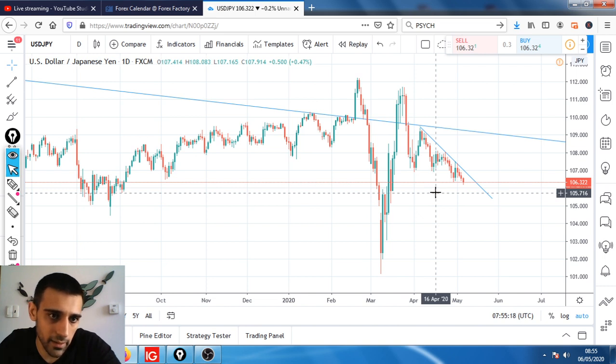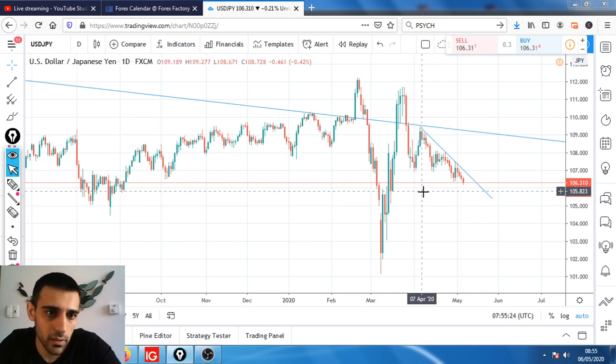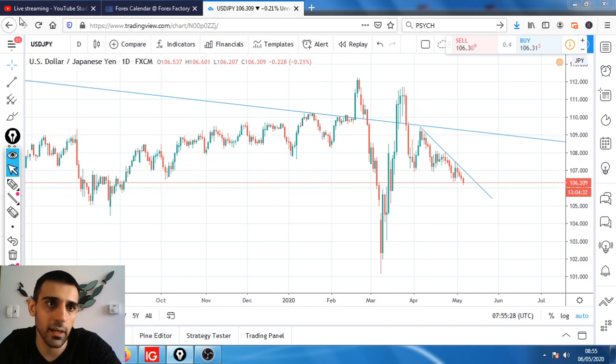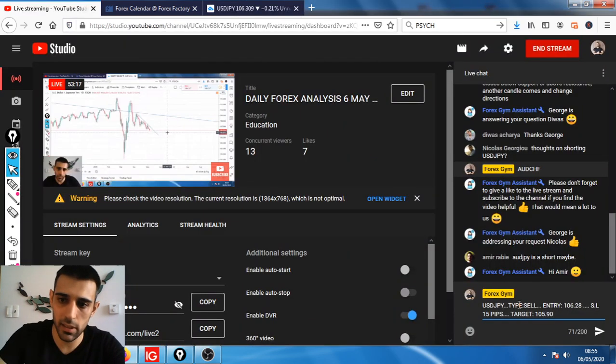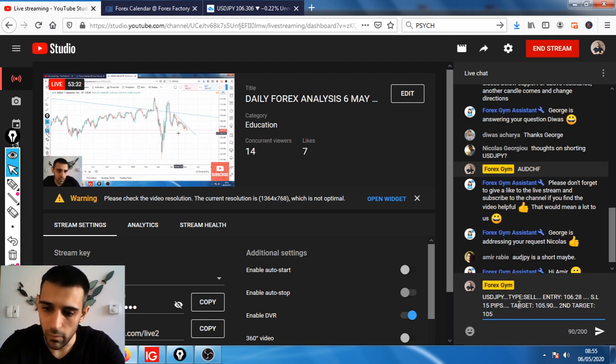105.70 could be another target, actually, down to this level. 105.70 could be the second target. So let's do this one. The second target is going to be at 105.70, not 105. So 105.70 will be the second target.